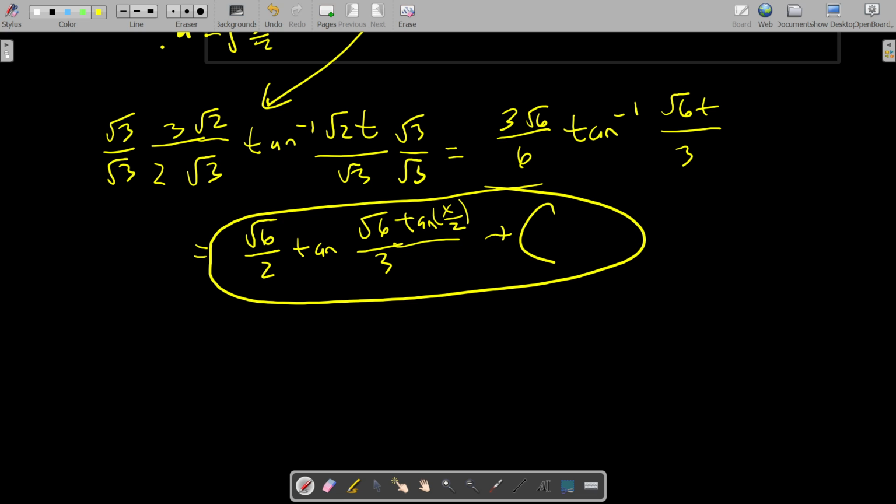So that's it. That's all that you need to do for a Weierstrass substitution. It can get a little messy with the simplification, but it's a hard integral to solve without it. So this is a pretty good technique.